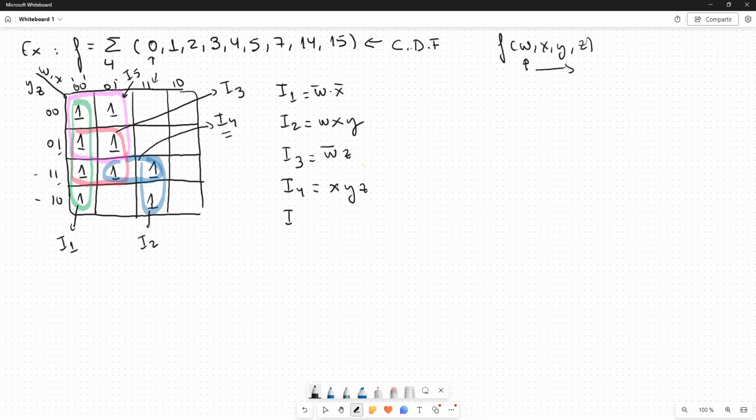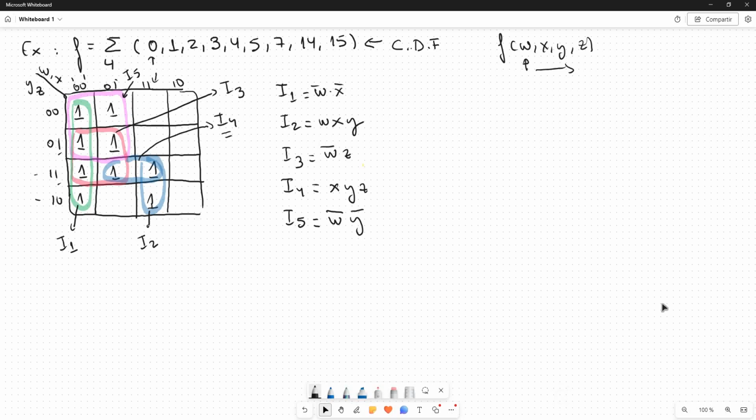And finally we have implicant 5. Implicant 5 is this square in the upper part. In the columns we have that W is fixed and is 0, and in the rows we have Y that is also 0.